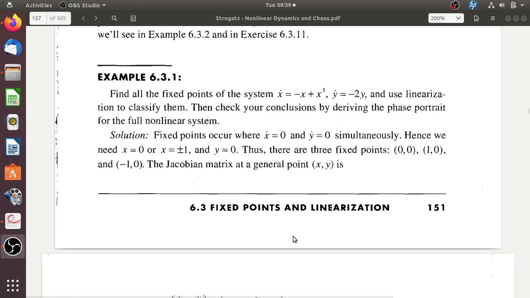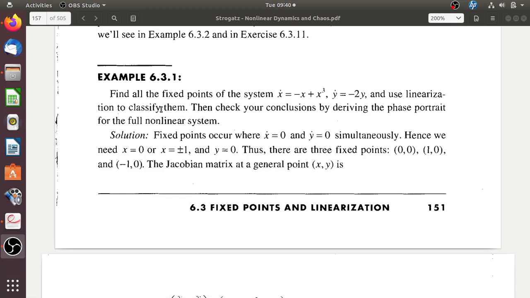Okay, so we are going to discuss an example. The example is this system which has been given. What's been asked is to find all the fixed points of the system. Then we need to use the linearization method to classify the fixed points. So that's a part of the question.